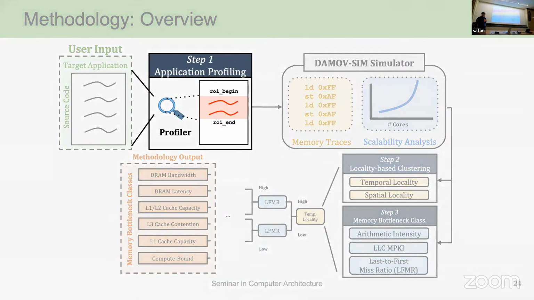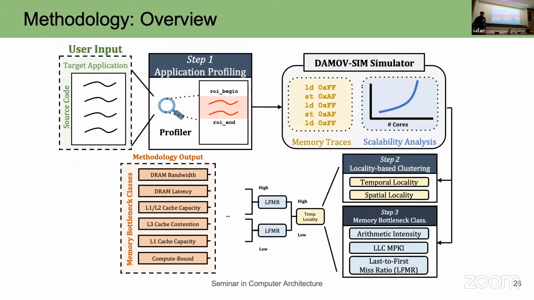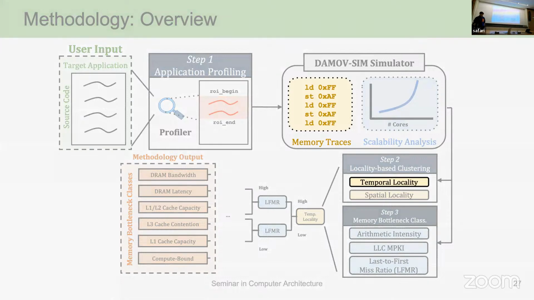Let's have a deeper look at step 1. In step 1, the goal is to identify the functions in the applications that suffer from data movement bottlenecks. And the authors decided on a hardware profiling tool called the Intel vTune, which finds areas where the CPU is stalled due to load and store instructions. And they called this metric memory bound.